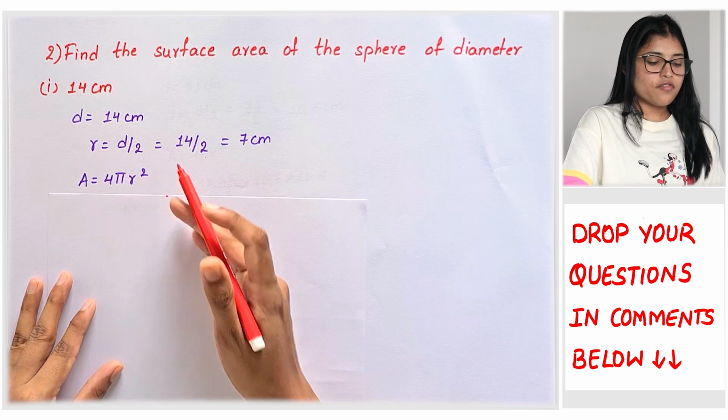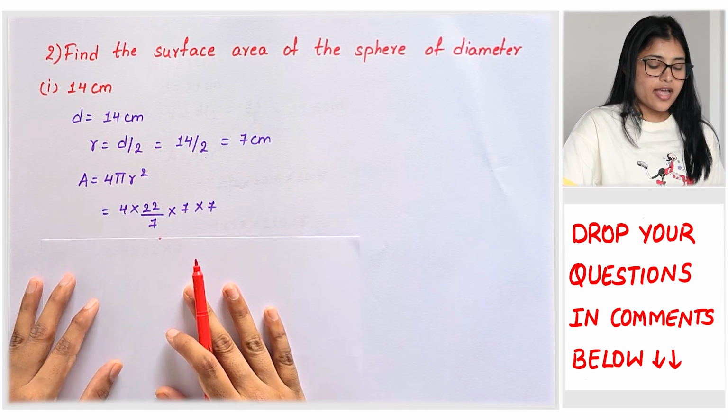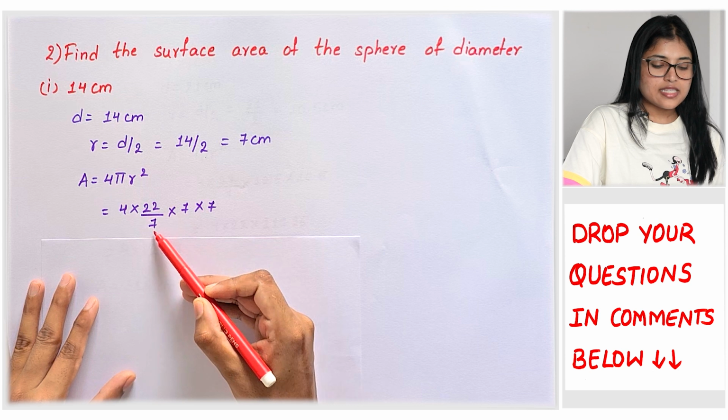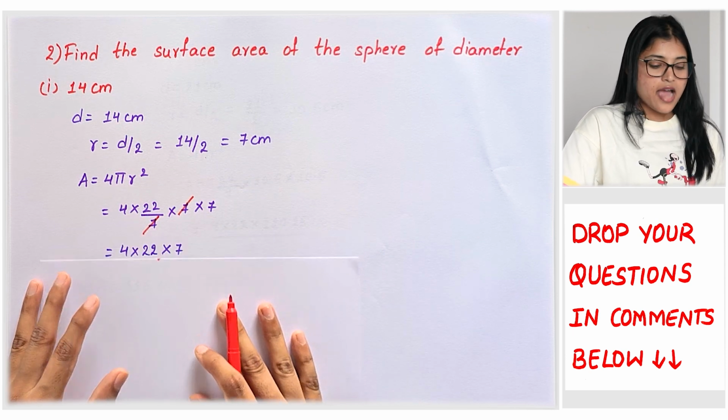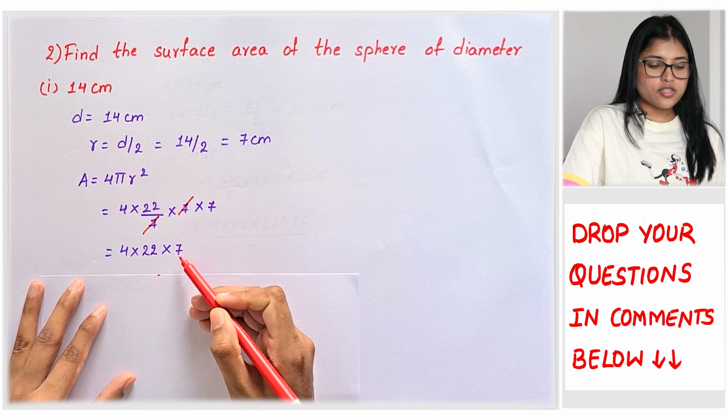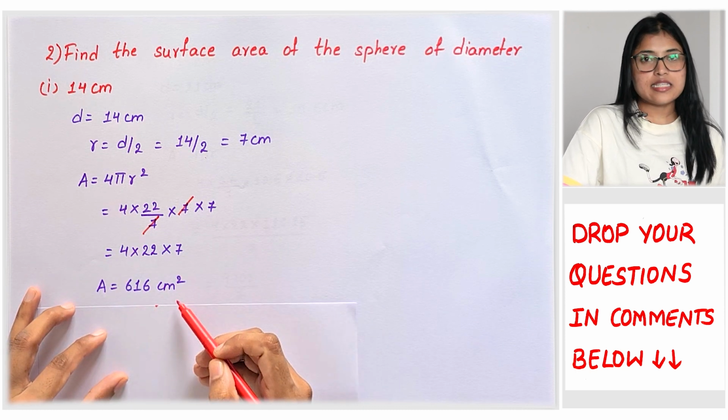and substituting it in the place of r in 4 pi r square, I can write 4 into 22 by 7 into 7 into 7. So I can cancel one 7 and 7, and I'm left with 4 into 22 into 7, which is 616 centimeters square.